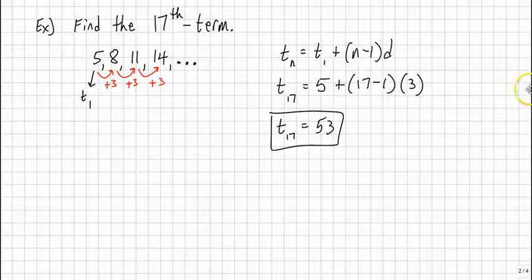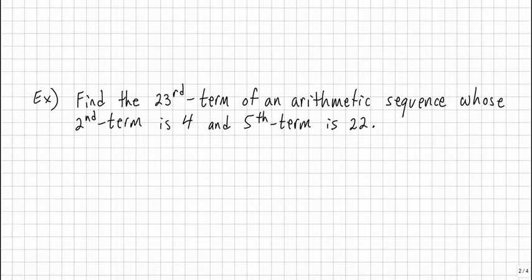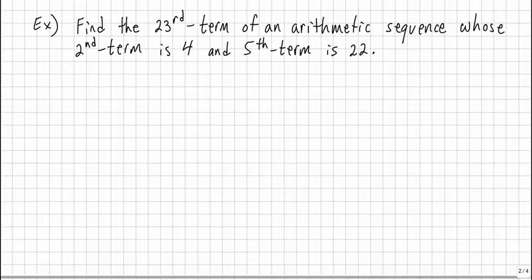Okay, let's go ahead and look at a slightly more difficult one. We were asked to find the 23rd term of an arithmetic sequence whose second term is 4 and whose fifth term is 22. They don't tell us what the first term is. They don't tell us what the common difference is. All they do is tell us that it's arithmetic and we know two of its terms. So let's just write down what we do know.